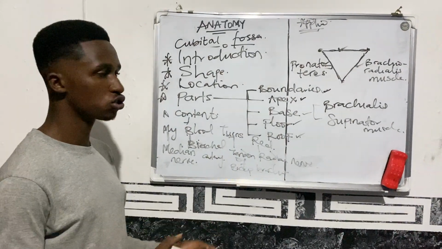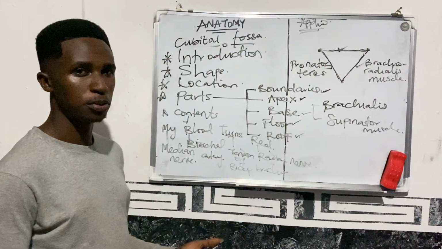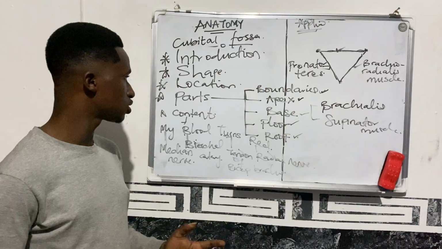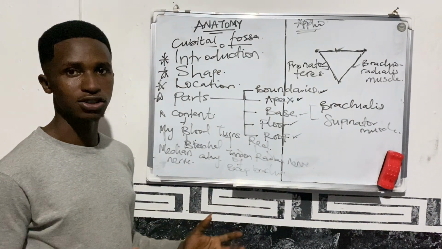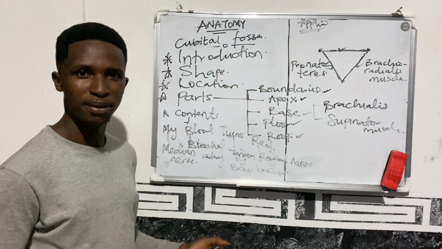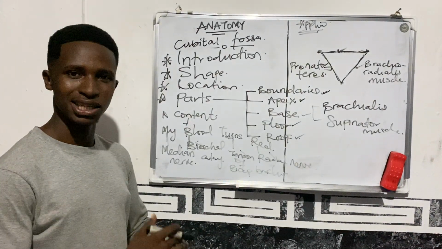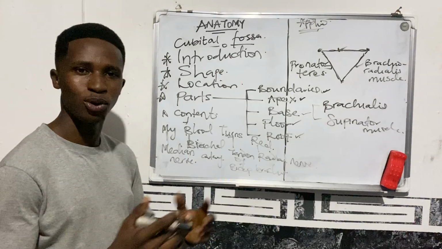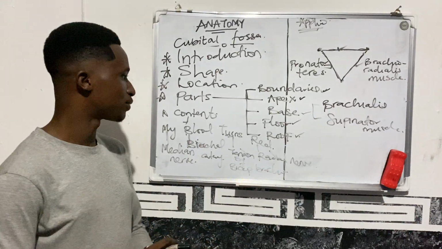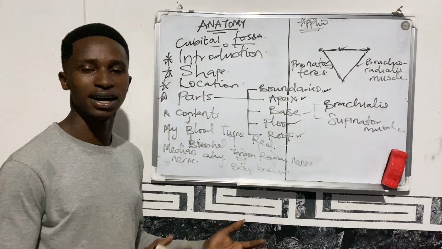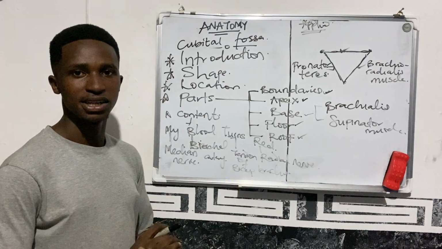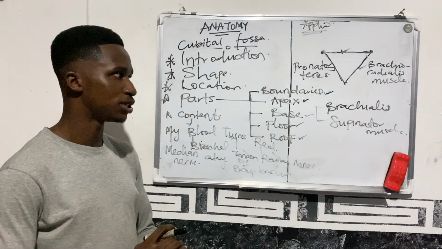We've seen the introduction to the cubital fossa. We've seen the shape of the cubital fossa. We've seen the location of the cubital fossa. We've seen the parts of the cubital fossa. We've talked about the medial boundary, the lateral boundary, and the superior boundary. We've talked about the apex, the base, the floor, and the roof. We've talked about the content, both deep and superficial. And we've seen the applied anatomy, venipuncture of the median cubital vein.